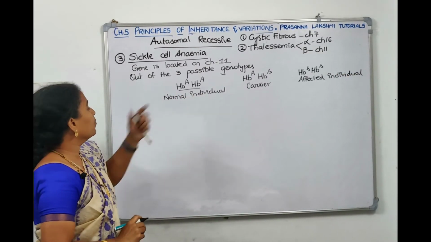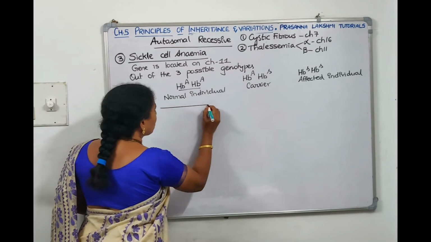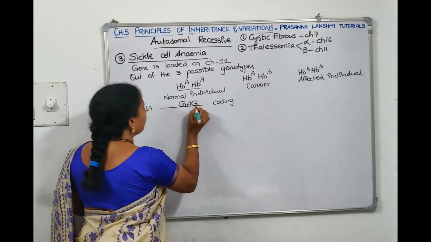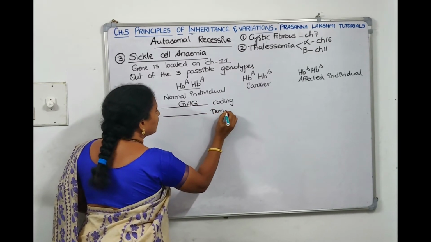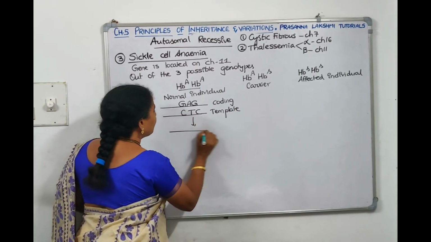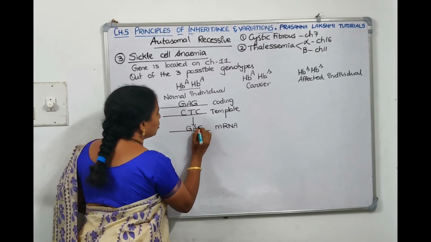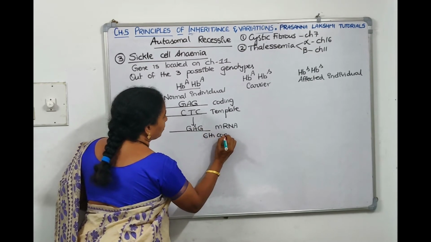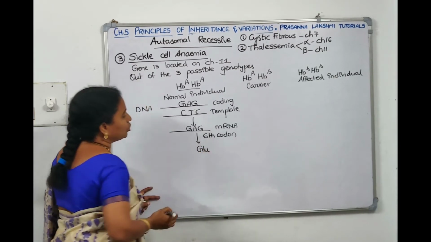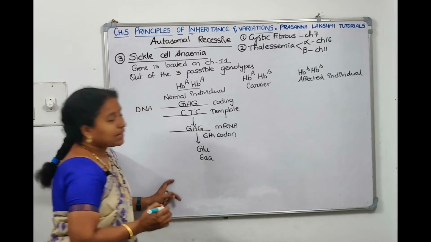So in normal adult hemoglobin, what is the sequence of the DNA? The DNA sequence on the coding strand will be GAG, and on the template strand, the DNA sequence will be CTC. From the template strand, mRNA is made. The codon of this mRNA will be GAG, and this is the sixth codon. This sixth codon codes for the sixth amino acid. We know from the genetic code that GAG codes for glutamic acid. So glutamic acid is the sixth amino acid.